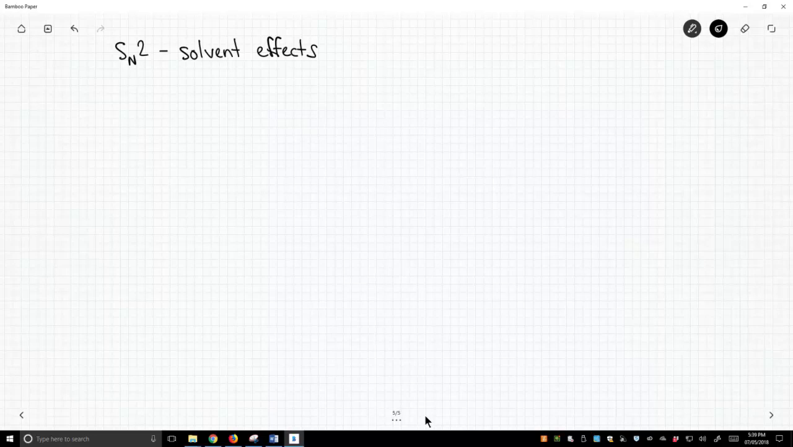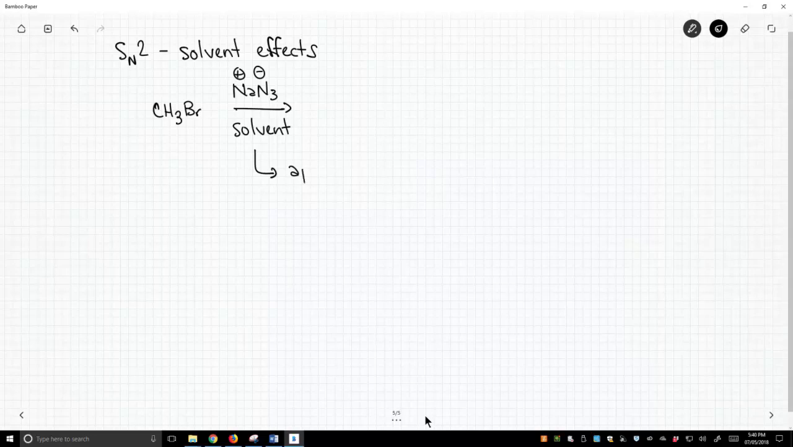in the reaction. As it turns out, when you do an SN2 reaction, so let's say methyl bromide is a simple one, and we react this with sodium azide, we need a solvent in here. And there are two categories I want to put these solvents in. There's going to be aprotic solvents, and these are solvents that have no OH groups.